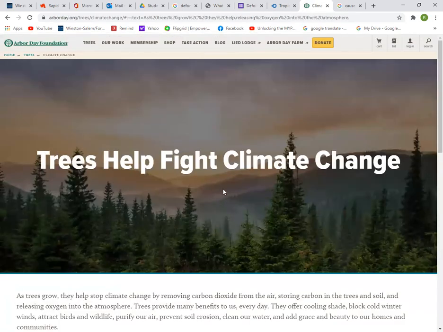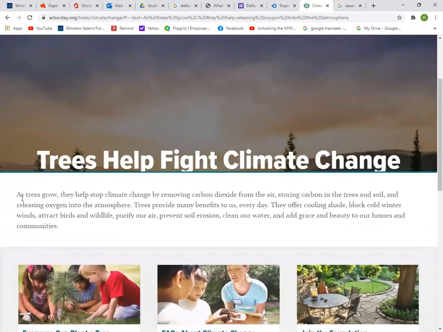Now, trees help fight climate change. As trees grow, they help stop climate change by removing carbon dioxide from the air, storing carbon in the trees and soil, and releasing oxygen into the atmosphere. We need the oxygen to breathe, and we get this from plants. Trees provide many benefits to us. They really do.